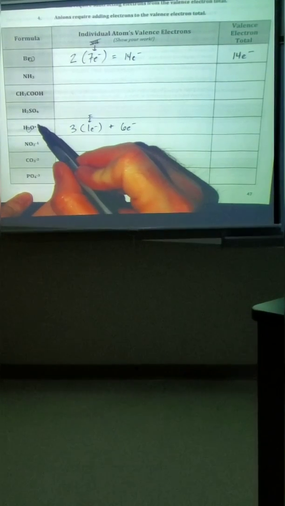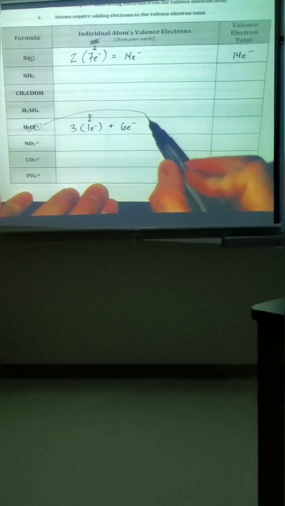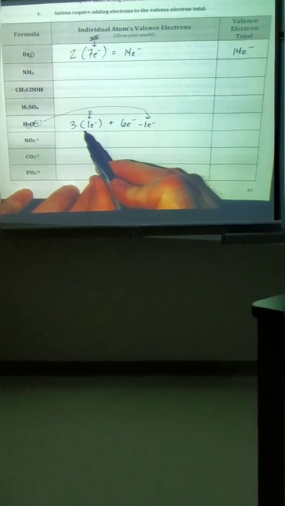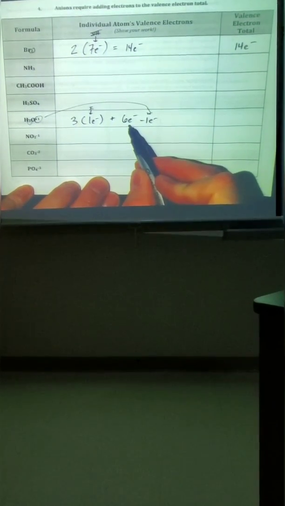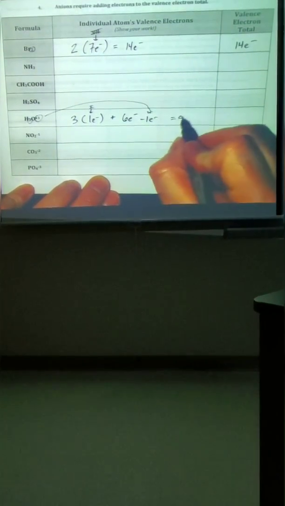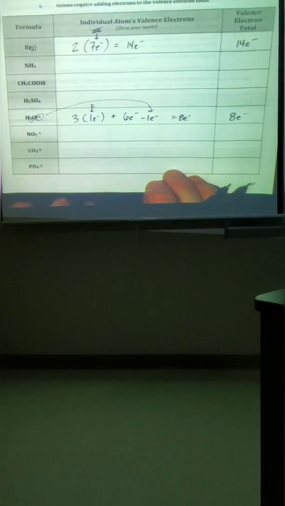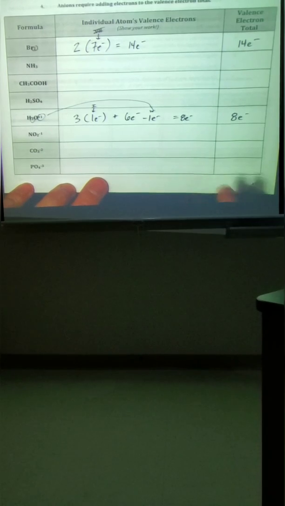But then notice we have this positive 1 charge. That positive 1 charge means subtract 1 electron. So we have 3, we have 6 more makes 9, then we subtract 1. We get magic number 8. The octet is the favorite for everybody. Let's do one more and then I'll let you try the rest.